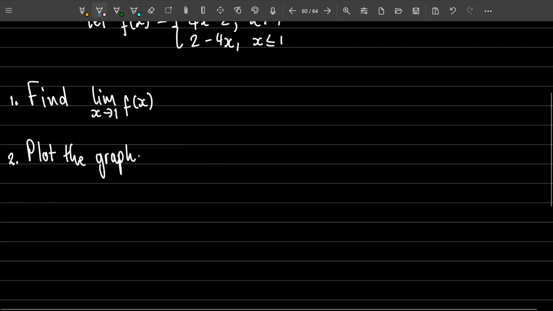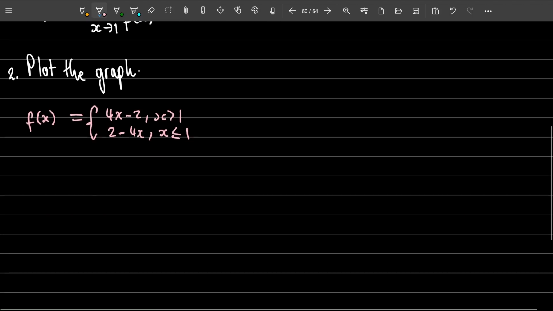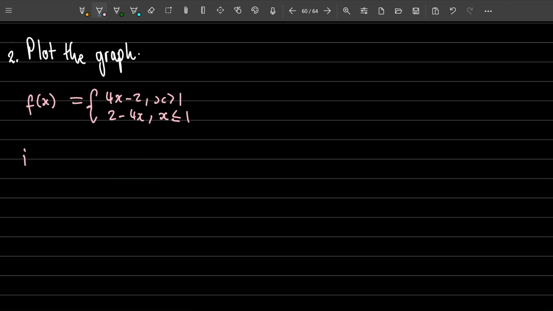Now we're going to say our f of x is equal to 4x minus 2 when x is greater than 1, and it is equal to 2 minus 4x when x is less than or equal to 1. So now I'm supposed to find the limit of f of x as x approaches 1. The first thing I'm going to do is find the limit of f of x as x approaches 1 from the right.